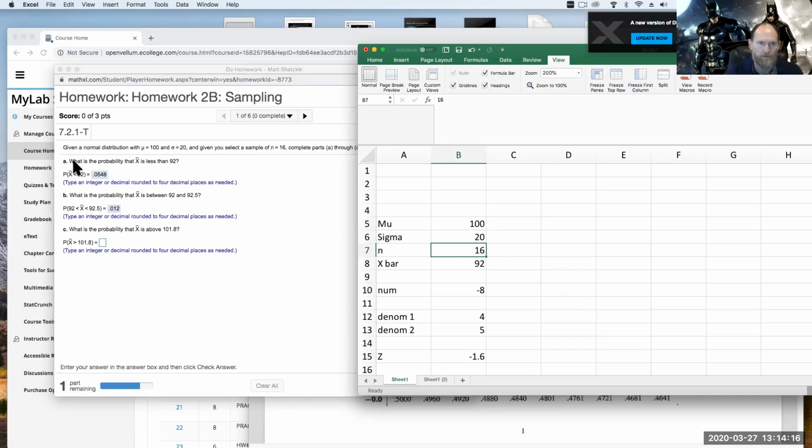And then I did the same for my sigma. I just parked that there. And then I have an n of 16, and I parked that there. And then I'm just going to rename this tab A. So we're all on the same sheet of music, literally. And here it is asking me, what's the probability that X bar is less than 92? So I'm going to put 92 in for X bar.